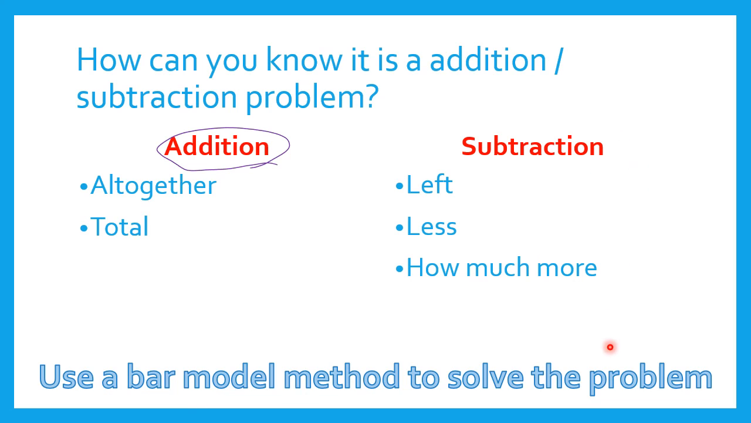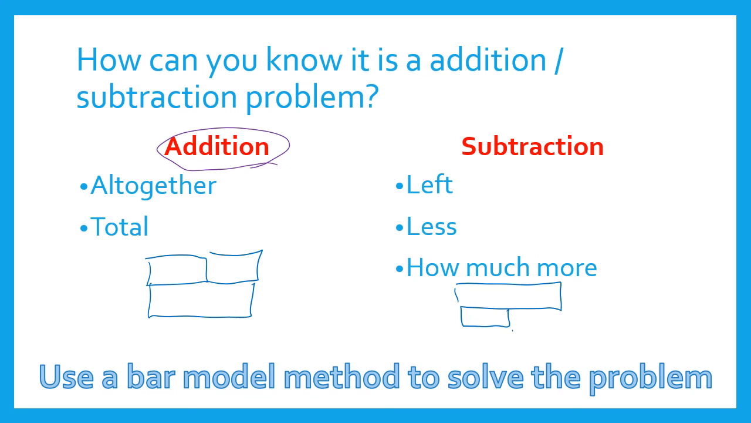Okay, but don't forget that you also can use the bar method to solve the problem. For addition, you can use this one: two parts that add together become the bigger one. For subtraction, maybe there's a bigger one at first and you separate it into two parts, and you can do the calculation one by one. Okay, to see which bar method we will use in solving those questions.